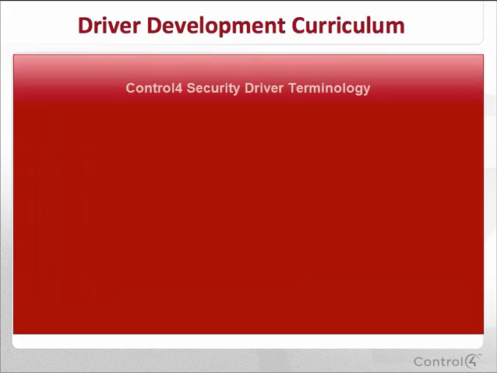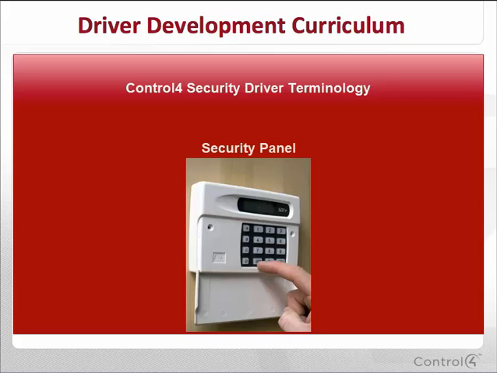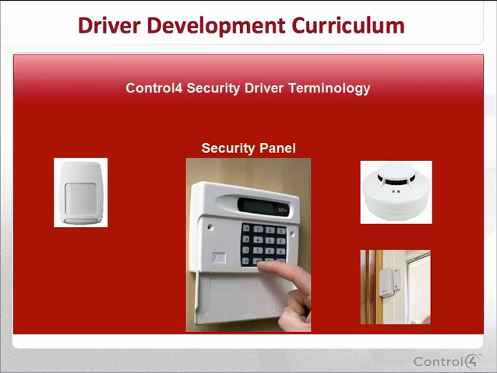Before we get into the nuts and bolts of security driver development, let's talk about some of the terminology you'll hear while watching this video. Security Panel. In Control4 terminology, and generally speaking, a security panel is a wall-mounted unit that manages the various items found within the system. These items might include motion detectors, smoke detectors, and window and door contacts.